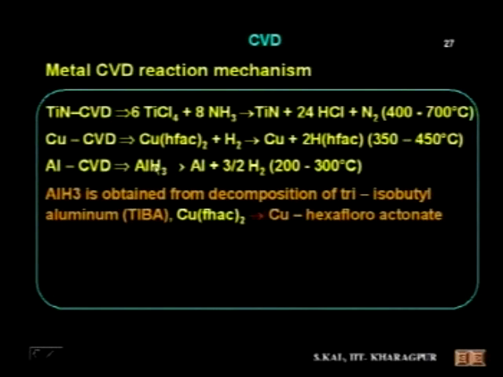The aluminium hydride as such is not available; hydrides of aluminium are not common as a source gas, but it is obtained from TIBA.